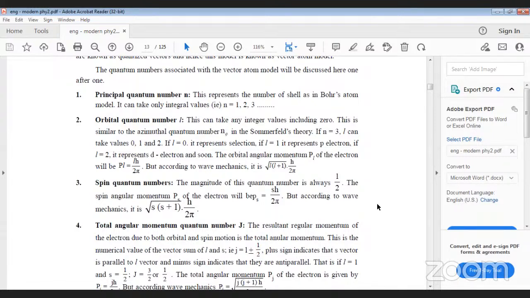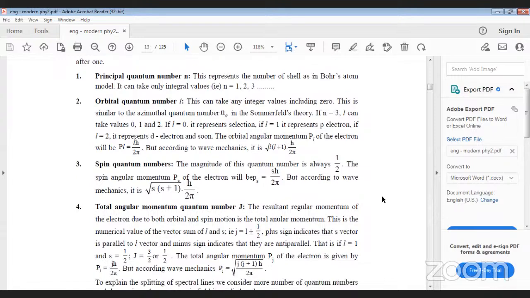Next, the orbital angular momentum P_L of the electron. The formula is P_L equals L h by 2 pi, but according to wave mechanics, the value should be square root of L into L plus 1 into h by 2 pi, or you can write h by 2 pi as h cross. No need to worry here. Next, for the spin quantum number, in place of L you have to write square root of S into S plus 1. The orbital one is L into L plus 1.